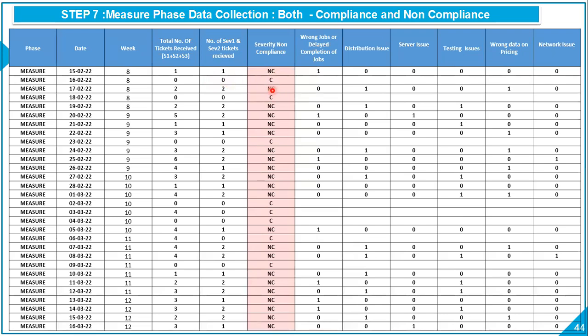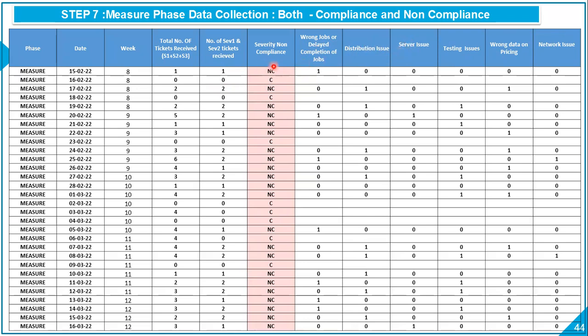And based on that, you have NC and C. So if there are one or more severity tickets, then it is going to be NC. And if there are zero severity tickets, that's a compliance. So that given day is a compliance one. And if there are one or more severity 1 or severity 2 tickets, then it's going to be NC. And if it is NC, you got to investigate. So out of these 6 critical causes, meaning highly controllable, highly severe, and highly frequent causes.